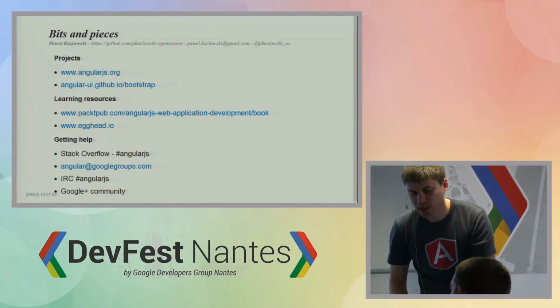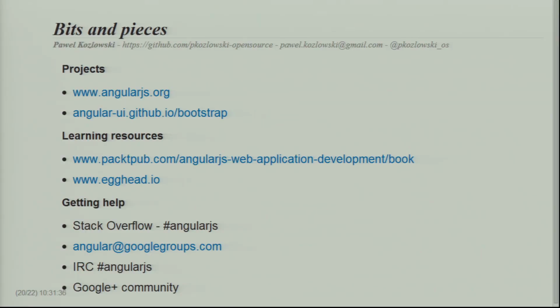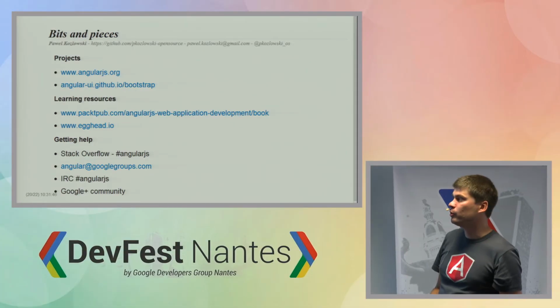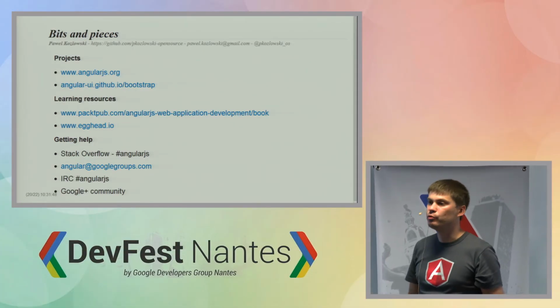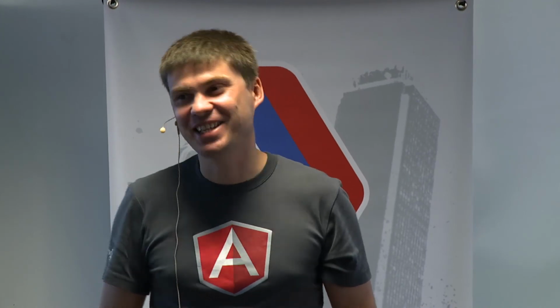Bits and pieces. So obviously AngularJS.org with the documentation, references to the GitHub project, and so on. I've been using examples from the Angular UI Bootstrap, which is a kind of UI companion suite for AngularJS. For learning resources, I can only recommend you my book.